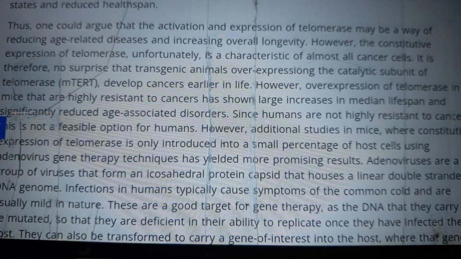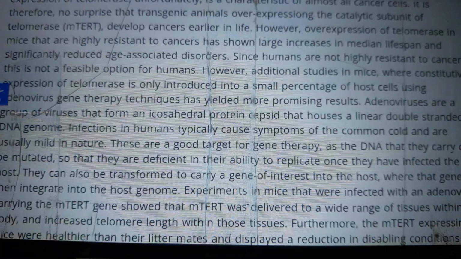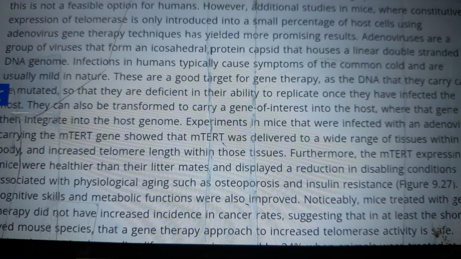It is therefore no surprise that transgenic animals overexpressing the catalytic subunit of telomerase, mTERT, develop cancers early in life. However, overexpression of telomerase in mice that are highly resistant to cancers has shown large increases in median lifespan and significantly reduced age-associated disorders. Since humans are not highly resistant to cancer, this is not a feasible option for humans. However, additional studies in mice where constitutive expression of telomerase is only introduced into a small percentage of host cells using adenovirus gene therapy techniques have yielded more promising results.